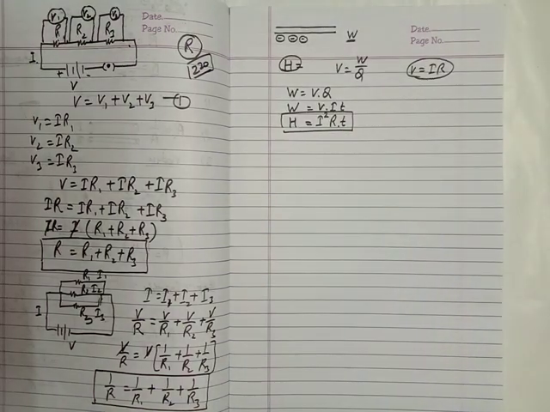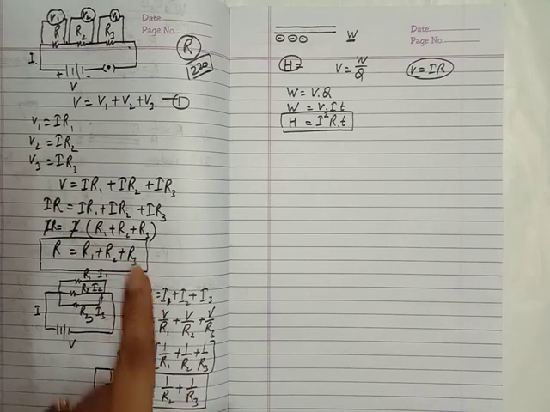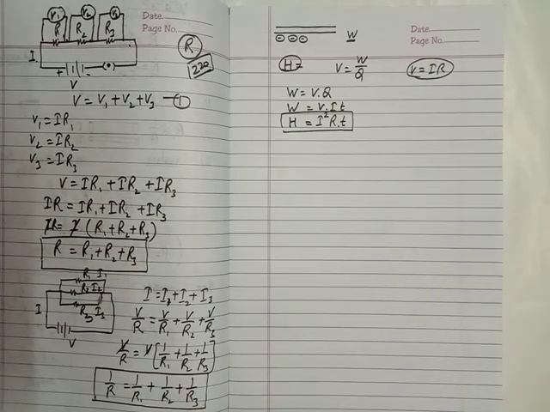Okay. In this chapter we have some numericals based on the heating effect of electric current, and these are the series and parallel combinations. There are some combinations of resistance.